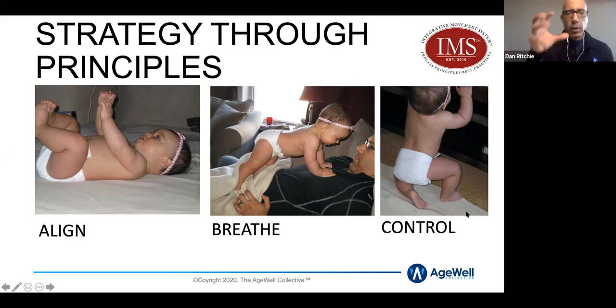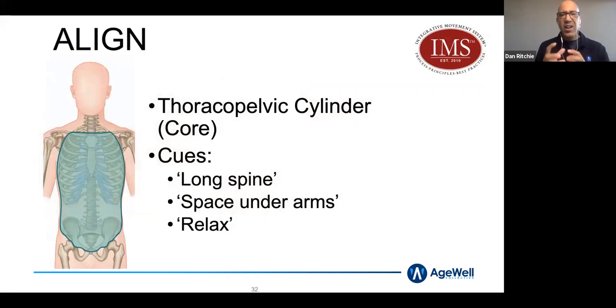So it's about alignment, aligning the joints in the right position for loading. It's about breathing to create the optimal position and control. The myofascial control that you need, the motor control you need to maintain this alignment, and then to align and move in the right manner, the ABCs. So we want to align the thoracopelvic cylinder and use the most appropriate cues. A long spine, create space under the arms for people like me who are big shoulder grippers and pull down on the shoulders. Relax, let go, connect, visualize, imagine, think about. These are the cues that promote more optimal alignment for the majority of our clients.